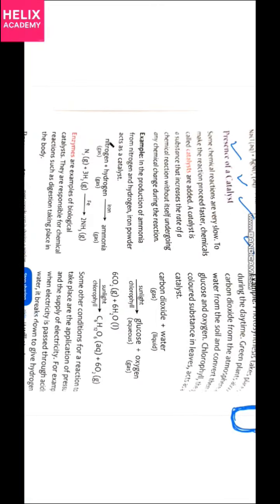Now next is your presence of any catalyst. Catalysts are actually chemical substances which can enhance the speed of your chemical reaction. Okay, means you can say that they increase the rate of reaction. See, a catalyst is the substance that increases the rate of the chemical reaction without itself undergoing any chemical change during the reaction. It is very important, and they will ask what are catalysts.